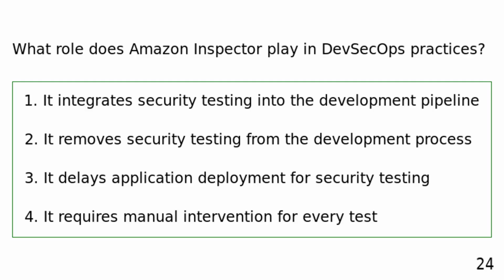What role does Amazon Inspector play in DevSecOps practices? It integrates security testing into the development pipeline. It removes security testing from the development process. It delays application deployment for security testing. It requires manual intervention for every test.